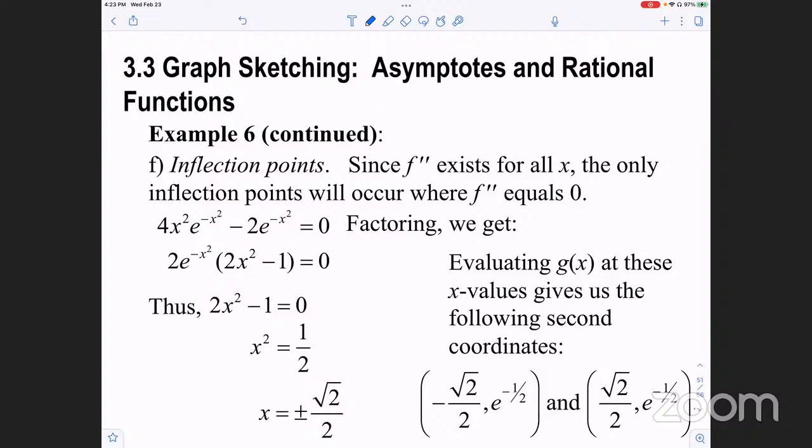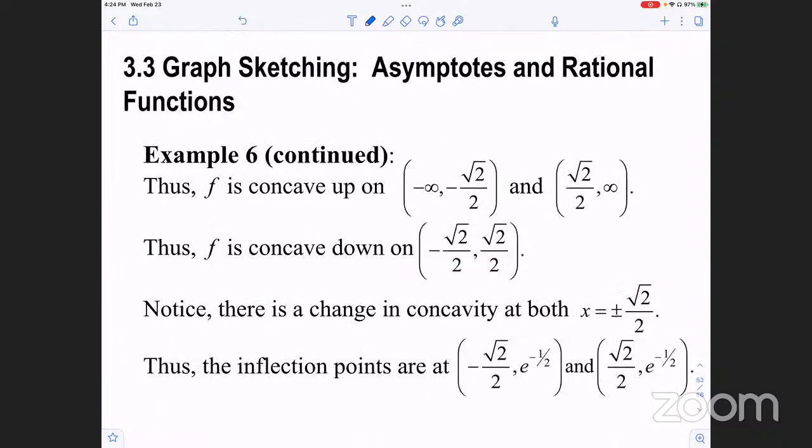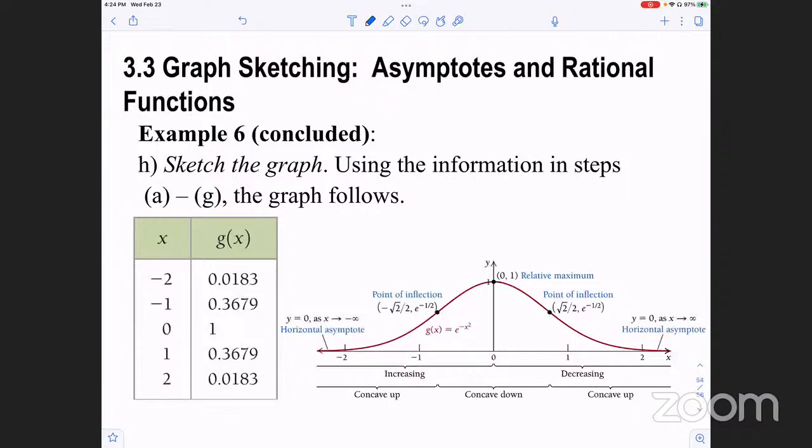So then we found it. We went back. We did our plus or minus root 2 over 2, e to the negative 1/2. So we got all that. We fixed it. Concavity. Then you do your test intervals. So I think it went from concave up, concave down, concave up. So we had 2 inflection points. Right. So we captured both of those. And this was the graph that we got.